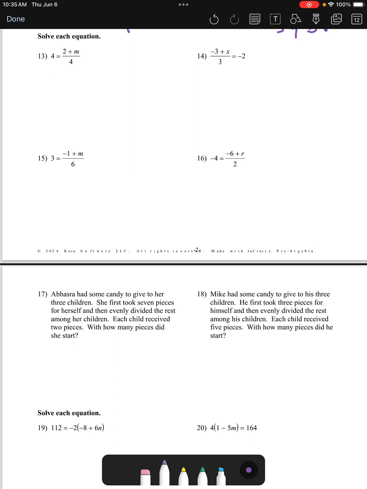In this next video on two-step equations, things look a little different. Or things look a lot different. One entire side of our equation is now a fraction.